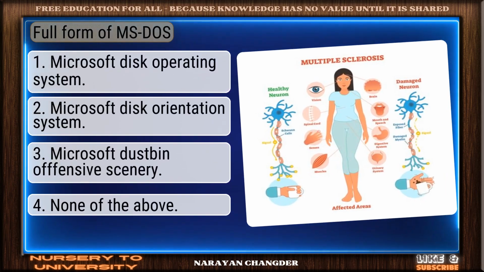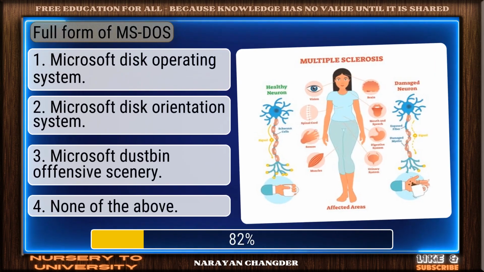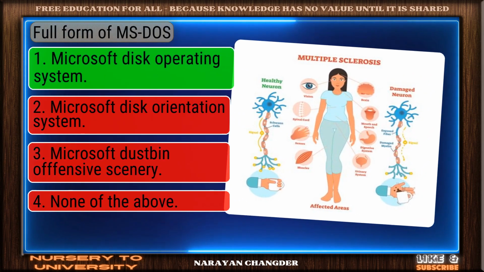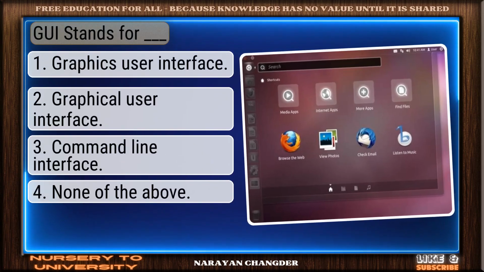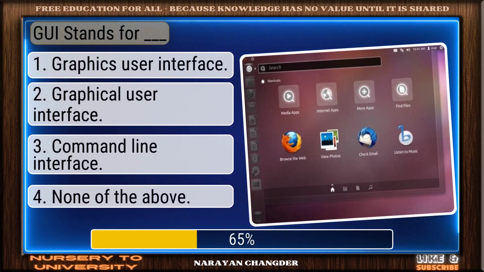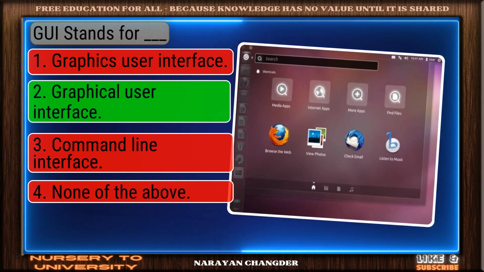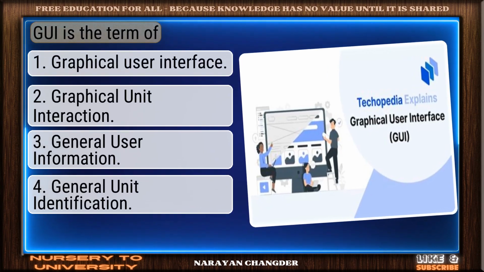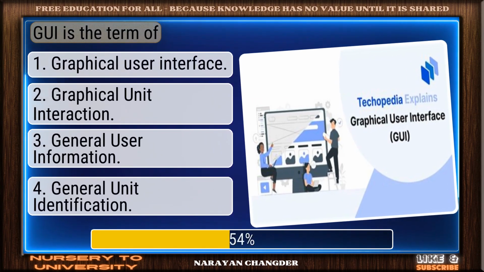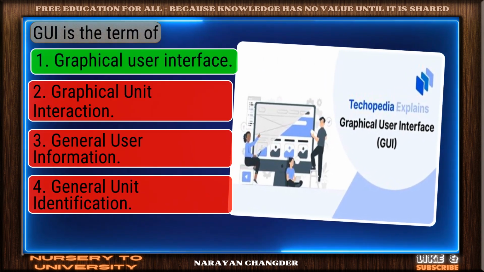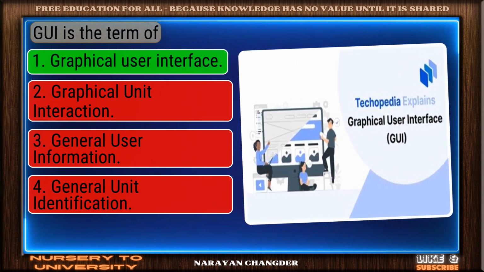Full form of MS-DOS. Nicely done. Microsoft Disk Operating System is a solid answer. GUI stands for Dash. Strong choice. Graphical user interface is the right answer. GUI is the term of... Correct. Graphical user interface is the right answer.